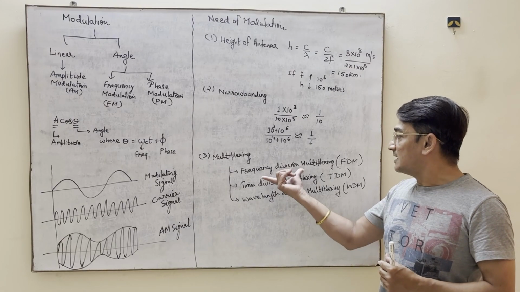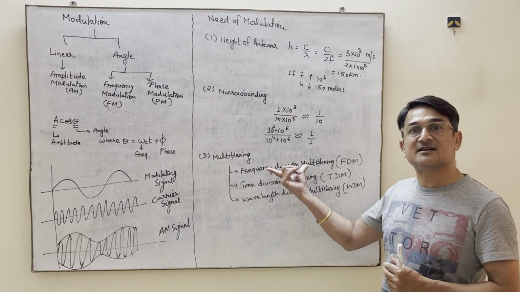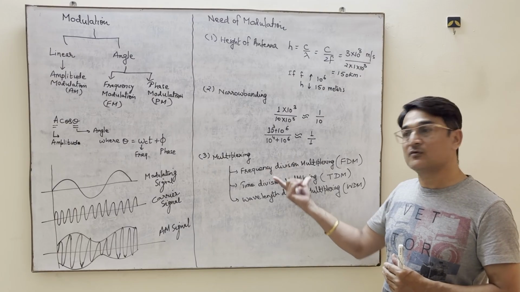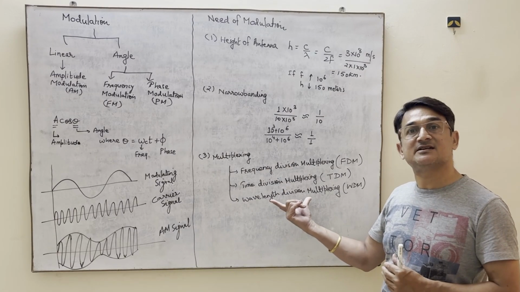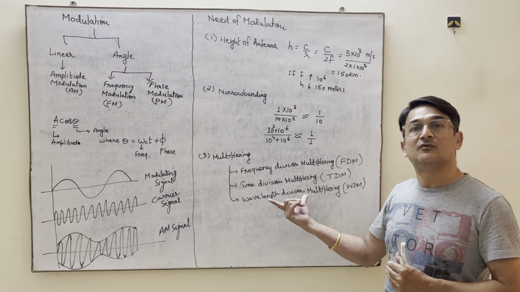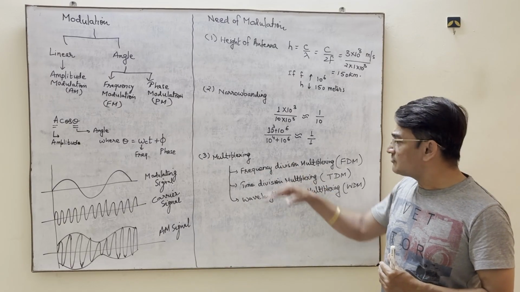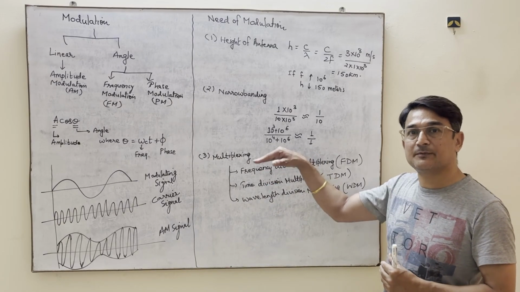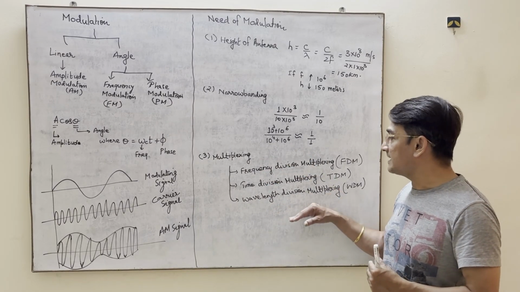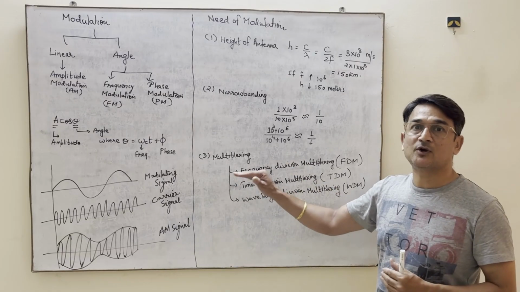So in frequency division multiplexing, signals are transmitted in the electrical form, and in wavelength division multiplexing, signals are transmitted in the form of light. That is the basic difference. Otherwise, the concept of both transmissions is the same. So this is the concept of multiplexing.